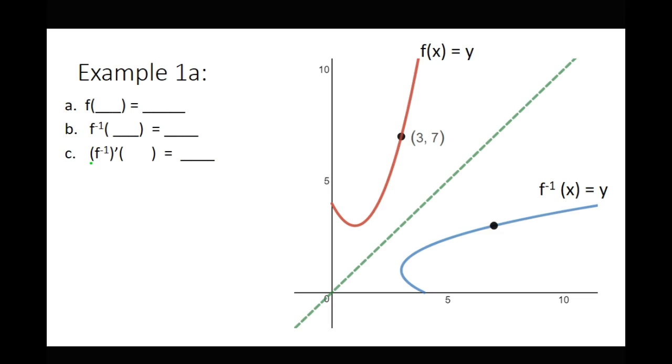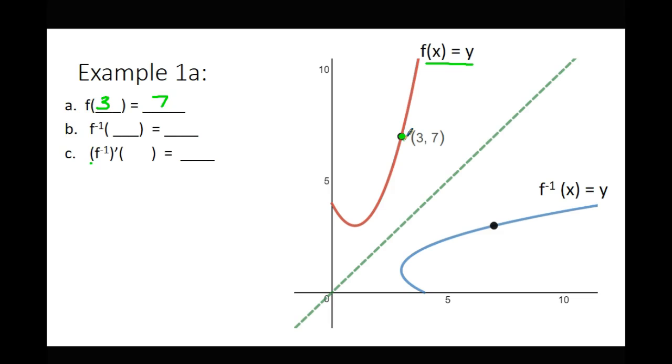3 or 7? 7. 3. You had a 50-50 on that, right? So the X goes in the parentheses, right? The 7 goes here. Now let's take a look. This is the F function, and this point is on the F function, right? So the X goes here, the Y goes here.